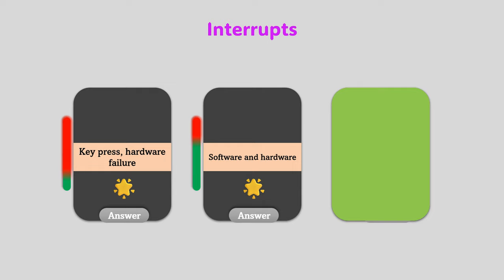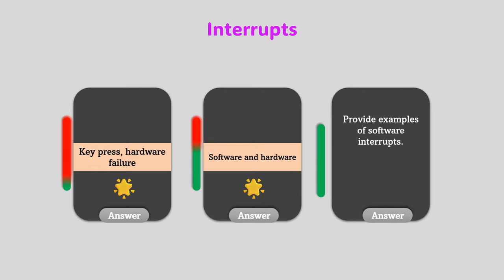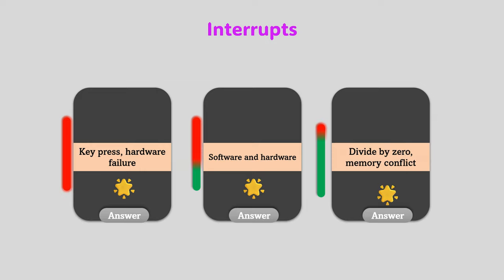Last question, provide examples of software interrupts. So here is the answer. For example, divide by zero or memory conflict. So that's it. We are done with this topic.